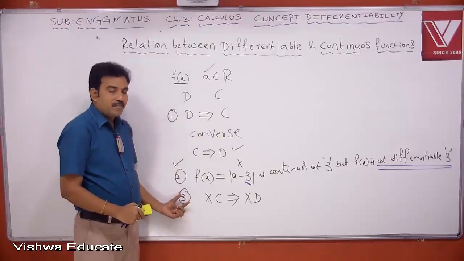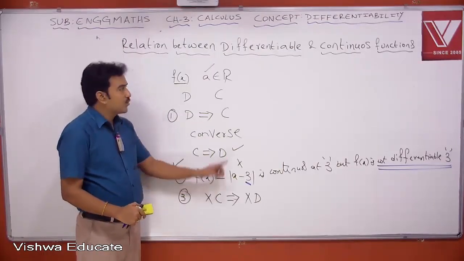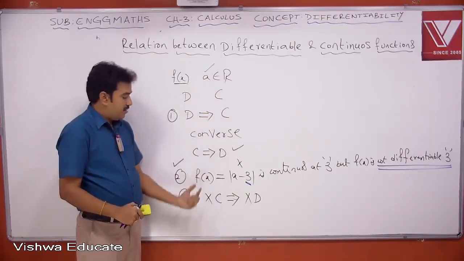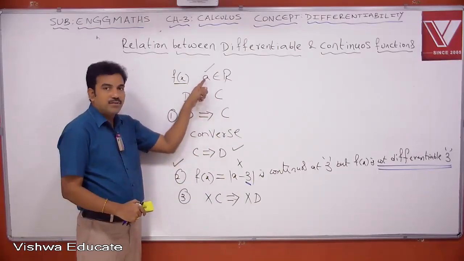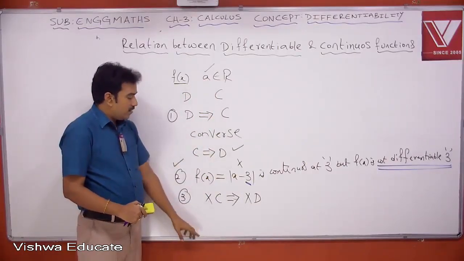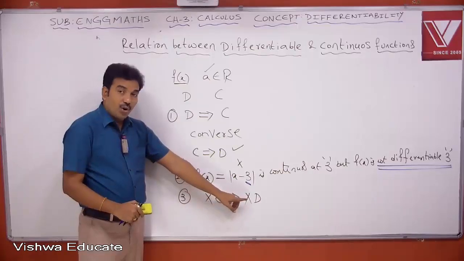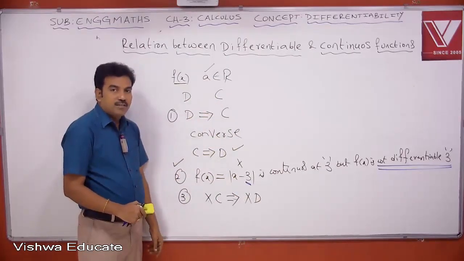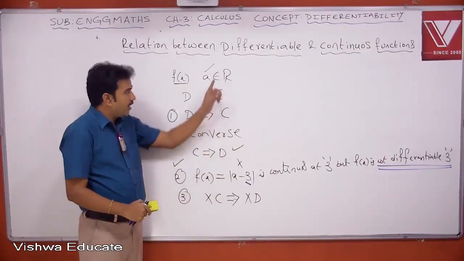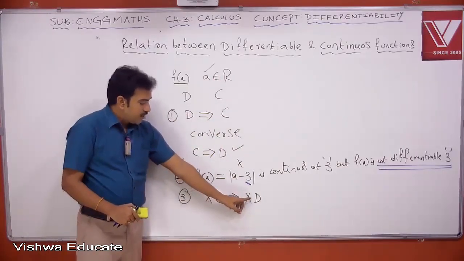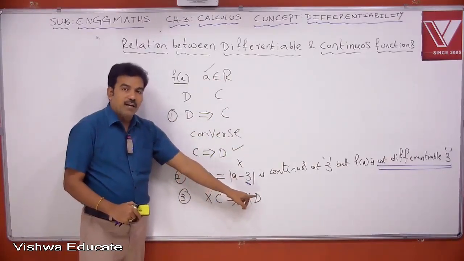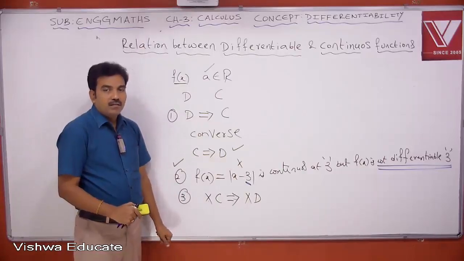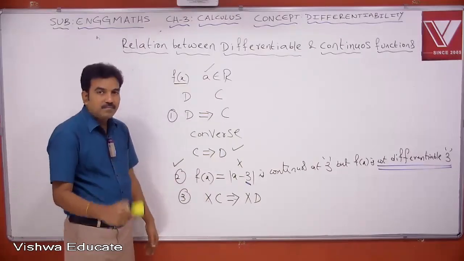Now point number 3. If f of x is not continuous at a point A, then f of x is not differentiable at the point A. I think all these points are very clear.